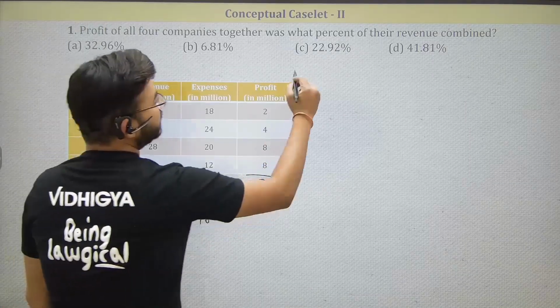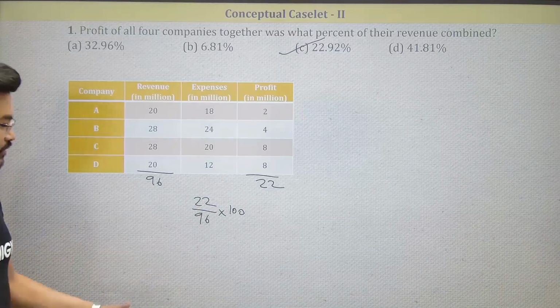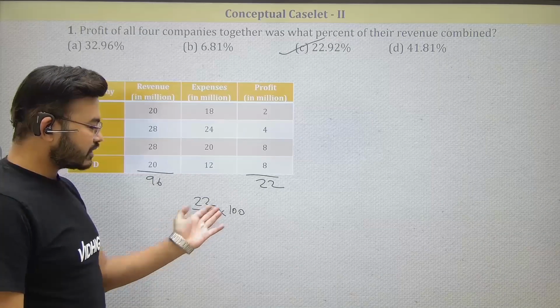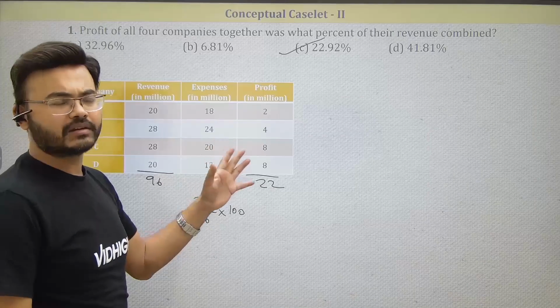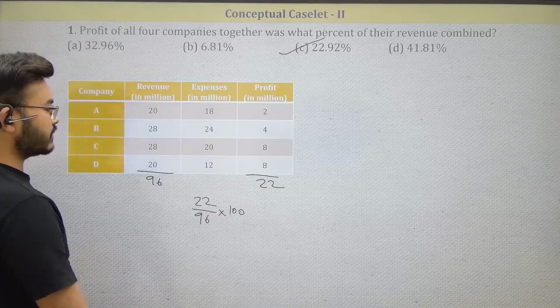So answer will be C, 22.92%. You can approximate 96 as 100, so 100 gets cancelled. So the answer should be nearer to 22%. So answer must be 22.92%.